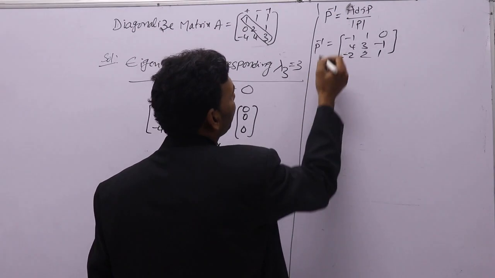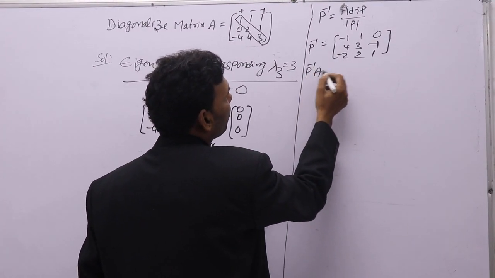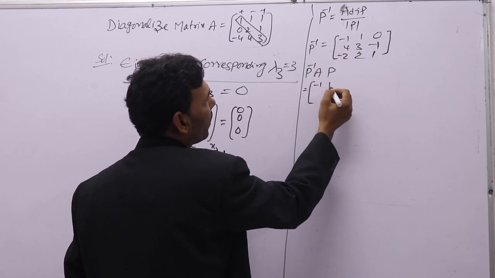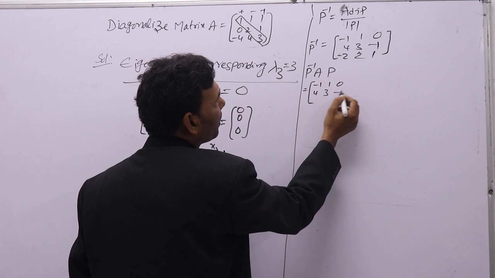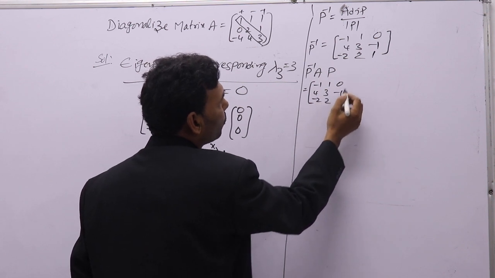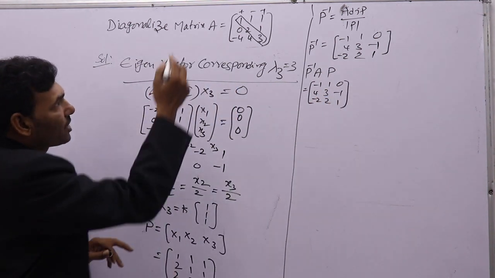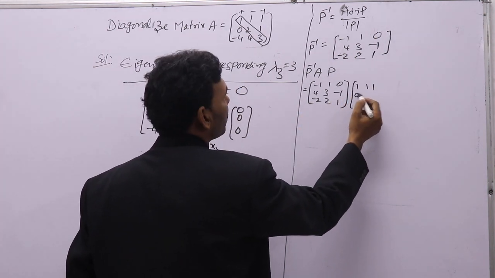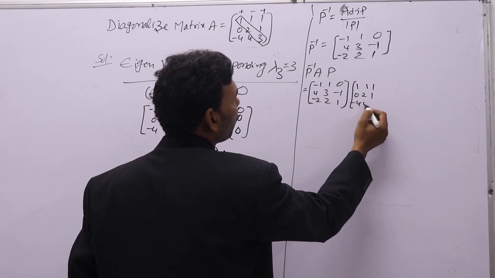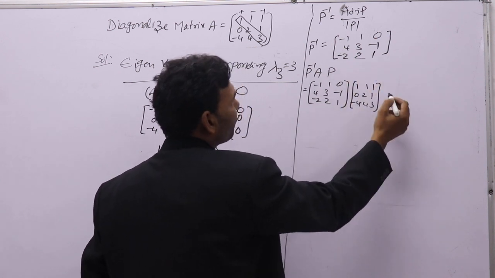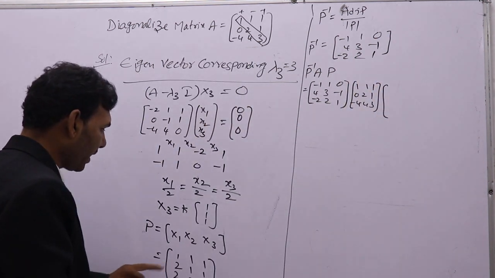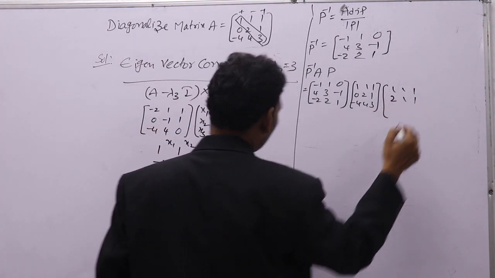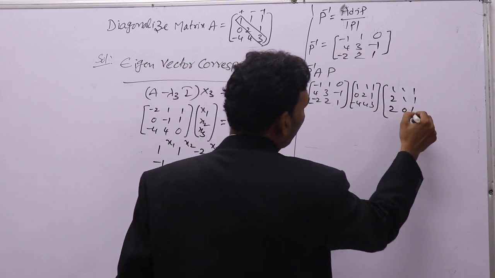Next find out P inverse AP. That means write P inverse: minus 1, 1, 0; 4, 3, minus 1; minus 2, 2, 1, and the A matrix: 1, 1, 1; 0, 2, 1; minus 4, 4, 3. Next write the P matrix. P matrix we are having here: 1, 1, 1; 2, 1, 1; 2, 0, 1.